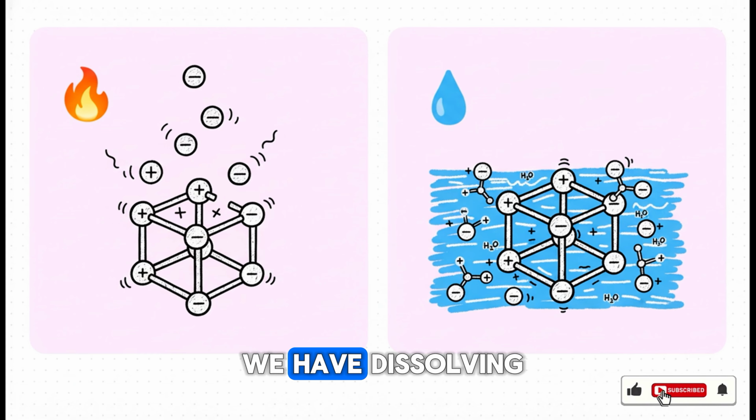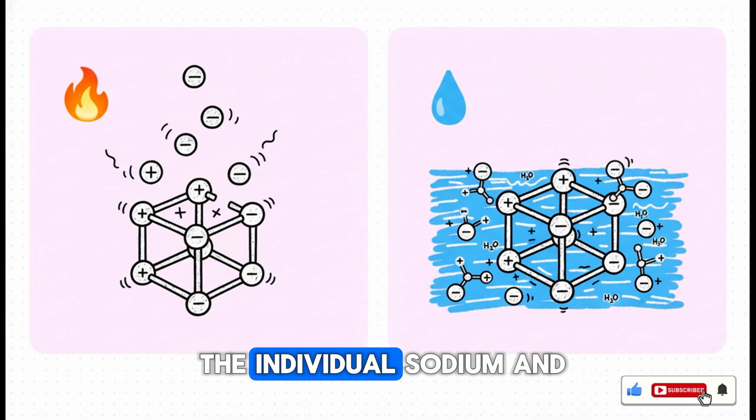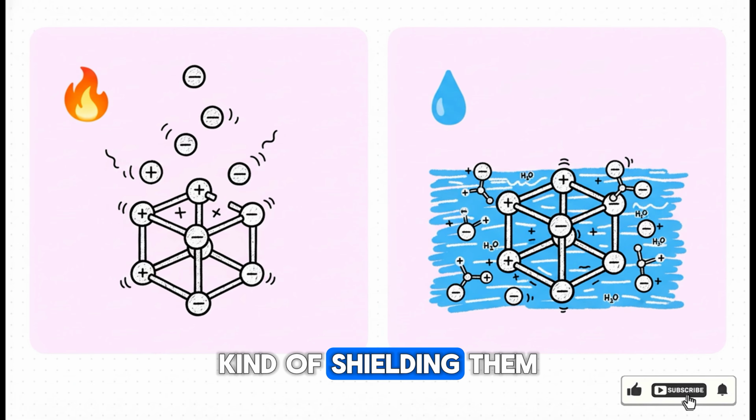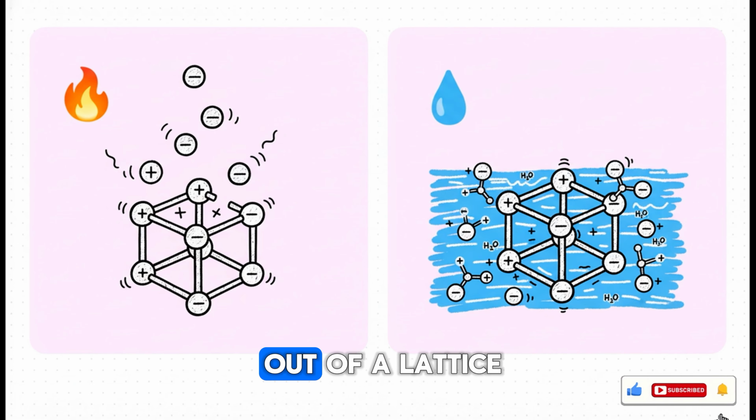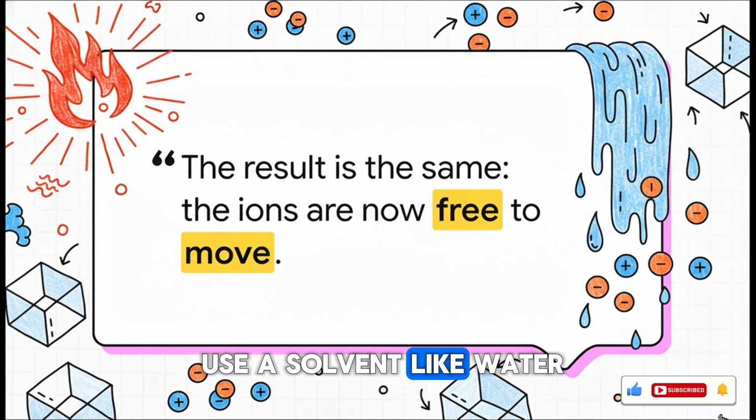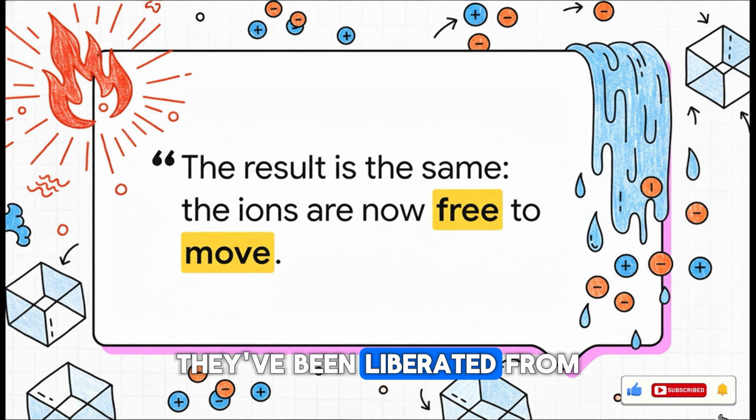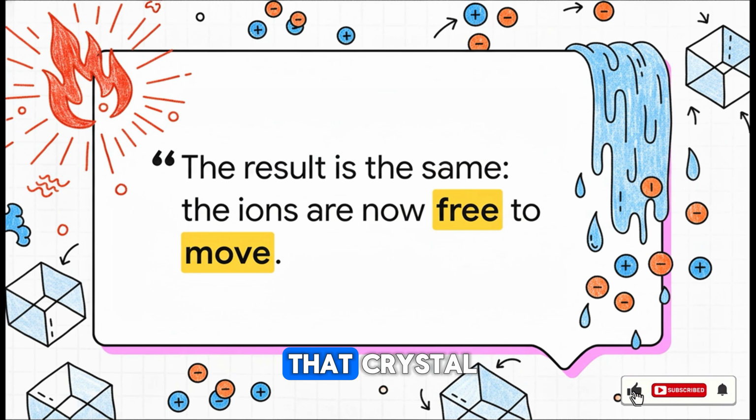Now on the right, we have dissolving. When you drop salt into water, the water molecules swarm the individual sodium and chloride ions, kind of shielding them from each other and plucking them right out of the lattice. So whether you use intense heat or you use a solvent like water, it doesn't matter. The end result is exactly the same. The ions are now free to move. They've been liberated from their fixed positions in that crystal.